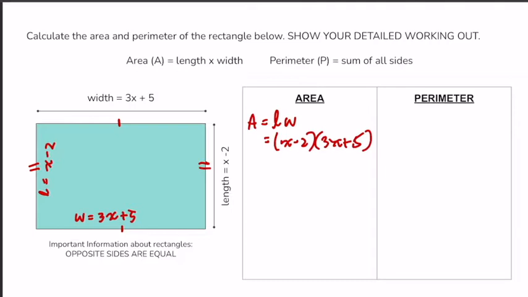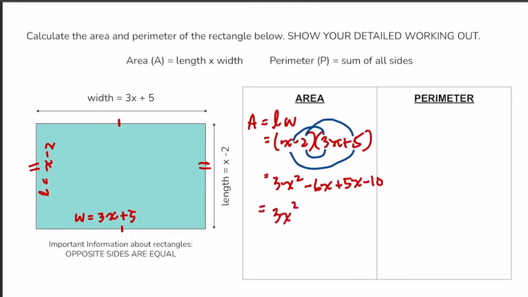Okay, and we use the old man, okay? So this times this, this times this, this times this, this times this. So x times 3x is 3x squared. Then we have negative 2 times 3x is negative 6x. 5 times x is positive 5x. Negative 2 times 5 is negative 10. And then simplify. 3x squared, and this simplifies to minus x minus 10. And that's it. You know how to expand.